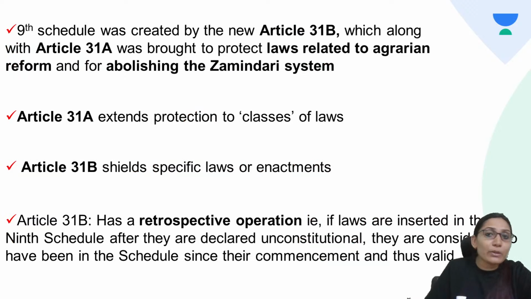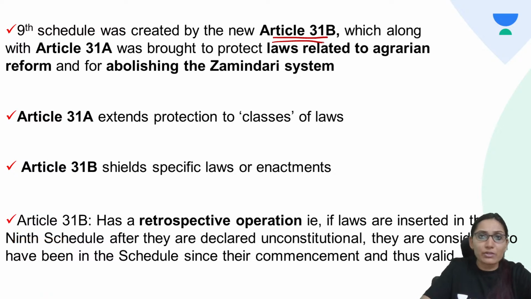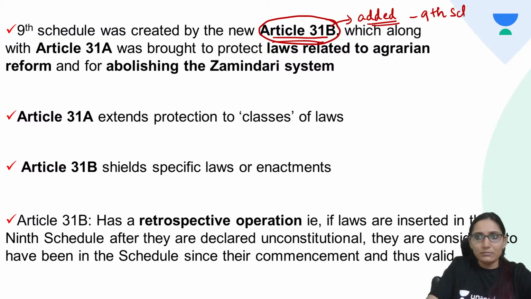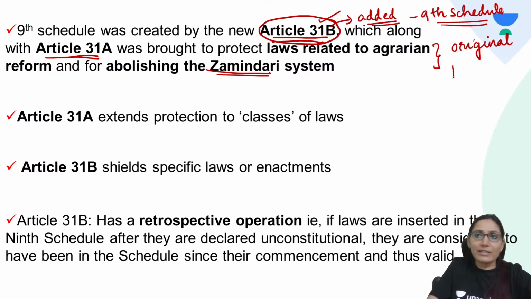Now, the 9th schedule was created by inserting article 31B into the constitution. So, this article was added to the constitution, and through this article the 9th schedule was added to the constitution. So, the 9th schedule was created by new article 31B, which along with article 31A was brought to protect laws related to agrarian reform and for abolishing the zamindari system. Now, this was the original purpose for which the 9th schedule was brought in.